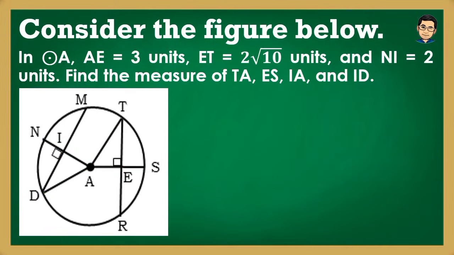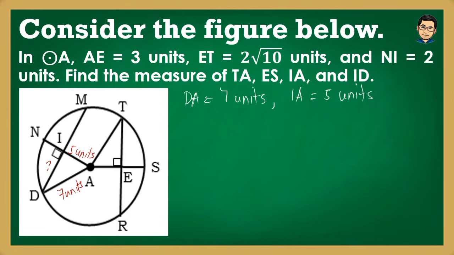And then, yung pinaka-last naman natin is ID. Okay. So, yung measure ng ID. So, since yung sukat ng IA is 5 units, and then yung DA natin, radius siya, which is 7 units, gamit lang din ulit tayo ng Pythagorean theorem para makuha natin yung sukat ng ID or DI. So, mangyayari nito, sulat natin, DA is equal to 7 units. IA is equal to 5 units.